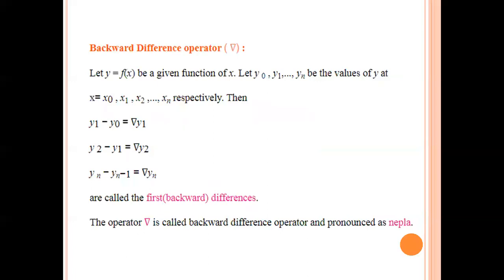Backward difference operator. Let y is equal to f of x be a given function of x. Let y0, y1 and so on yn be the values of y at x0, x1, x2 and so on xn respectively. Then y1 minus y0 is equal to del y1, y2 minus y1 is equal to del y2 and so on, yn minus yn minus 1 is equal to del yn, are called first differences. The operator del is called the backward difference operator and pronounced as nabla.